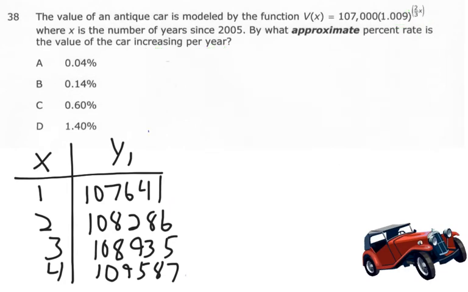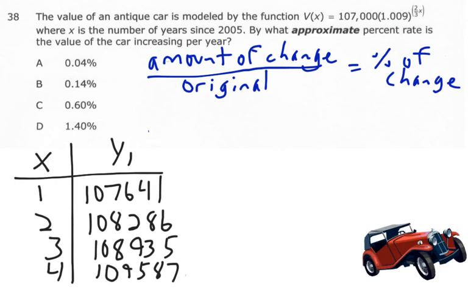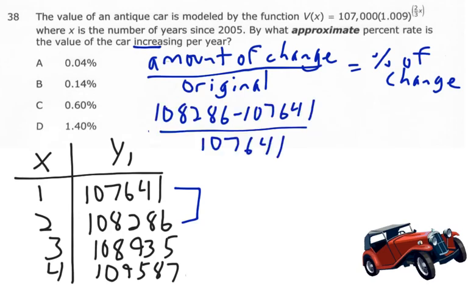Next up, we can do the amount of change over the original to find out how much it's increasing per year. Again, that formula is the amount of change over the original, and that's going to give us our percent of change. In this case, a percent of increase. So I'm just going to use year 1 and year 2 since they're in my table. To find the amount of change, I'm just going to subtract those two numbers. Just take the bigger number, subtract the smaller number from it. And it should look like that.